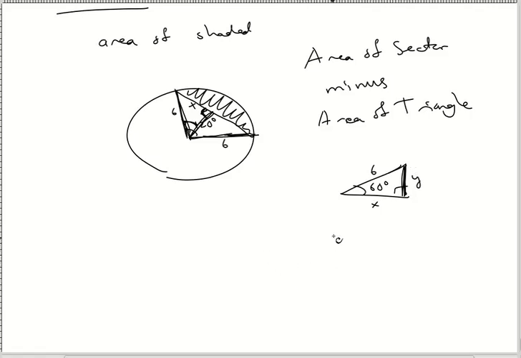Let's go with solving this guy here. Let's go with sine of the 60 is equal to y over 6, y over r. To solve for y, you do over here, so y is equal to 6 sine of 60.